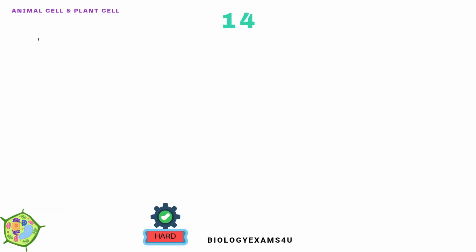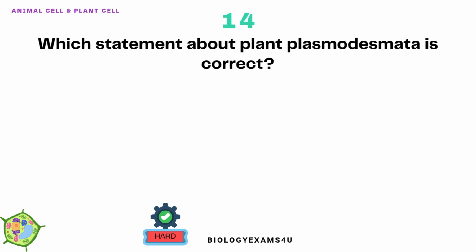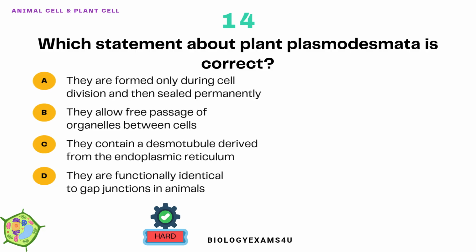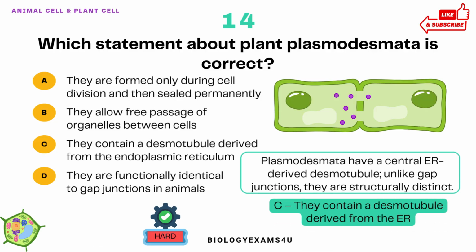Question number 14. Which statement about the plant plasmodesmata is correct? These are the options. The answer is C. Plasmodesmata have a central ER-derived desmotubule. Unlike gap junctions, they are structurally distinct.